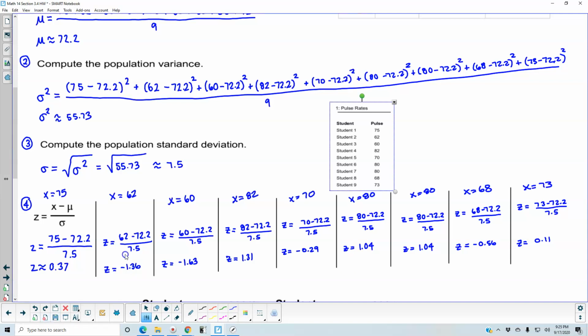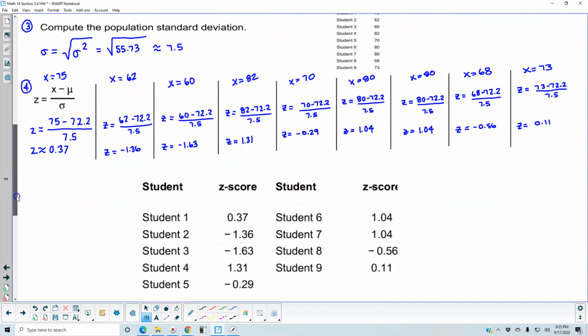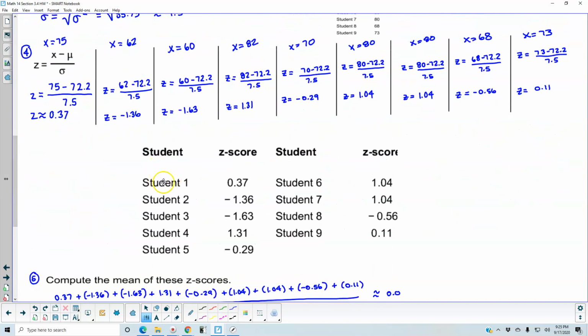It's an important exercise because you want to get comfortable with the z-score formula. You'll be seeing that quite a bit as we move along. This is really a great exercise to get comfortable with that formula. Now, here is our table of the z-scores, from student 1 all the way to student 9.